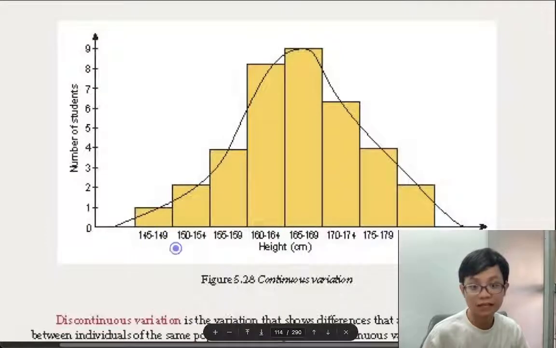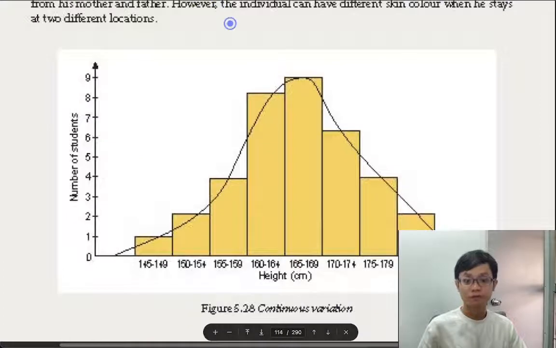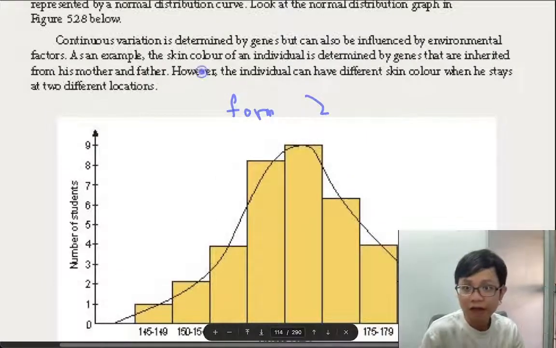For example, let's look at this graph. This is the number of students, 1 to 10. These are the heights. Let's say this is for Form 2 students. It can be Form 3, Form 4, Form 5.